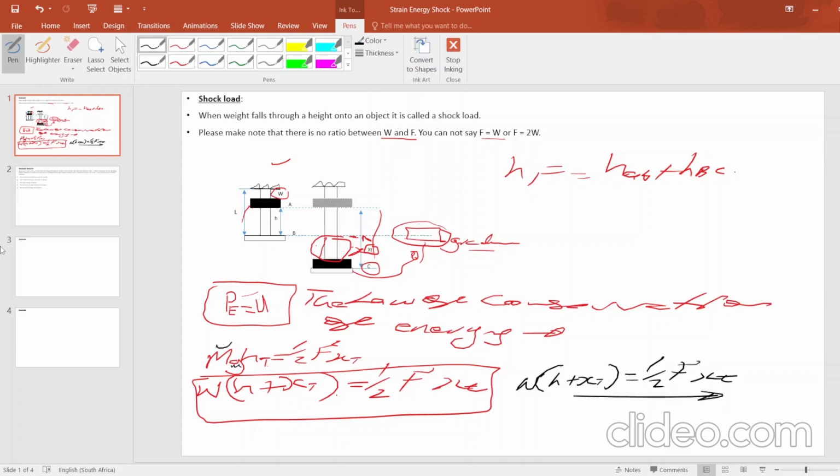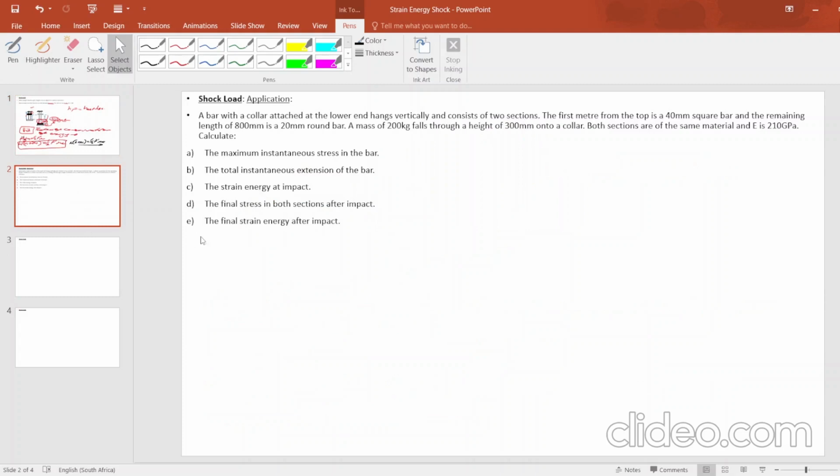Now let us look at this application of that which we spoke about. Let's take out the given information on this question, the shock load application.